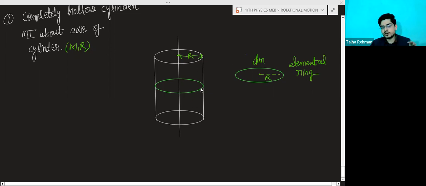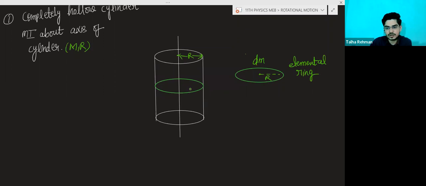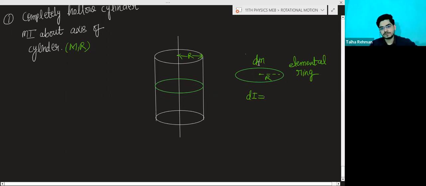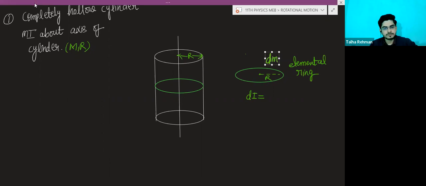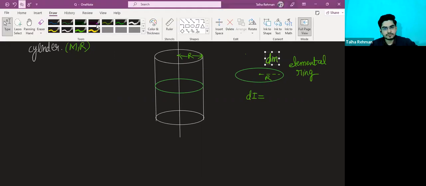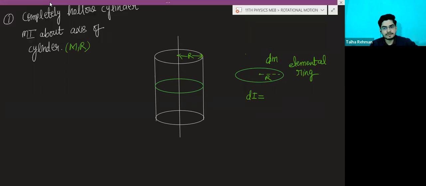So first we have just considered a small elemental ring, and for this ring we will first calculate the moment of inertia about this axis. About this axis the moment of inertia of this ring will be very small, that is dI. And what is the moment of inertia of the ring about this axis? Tell me fast.